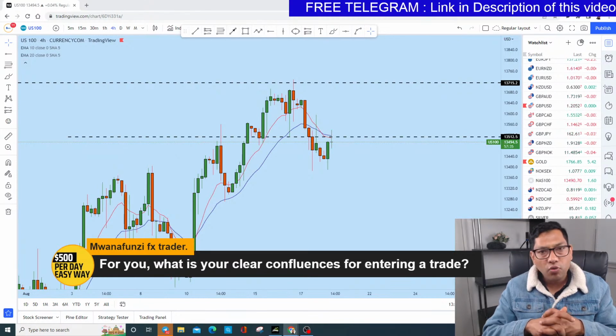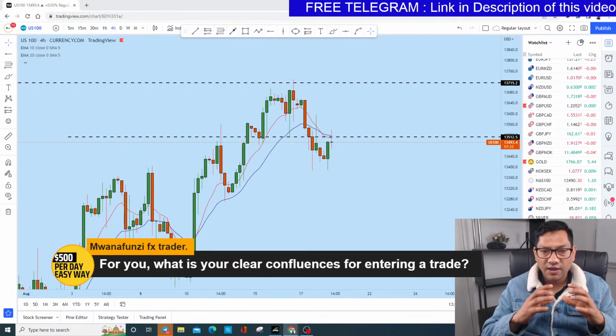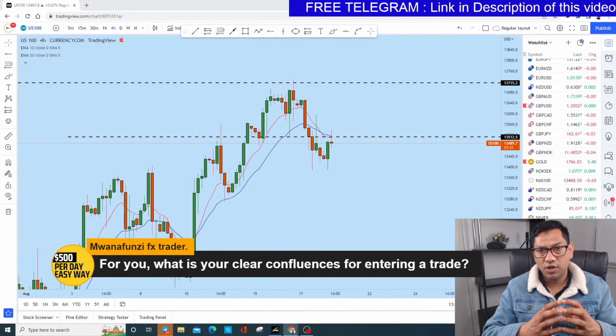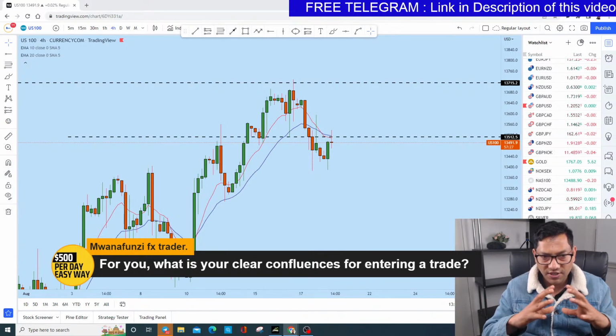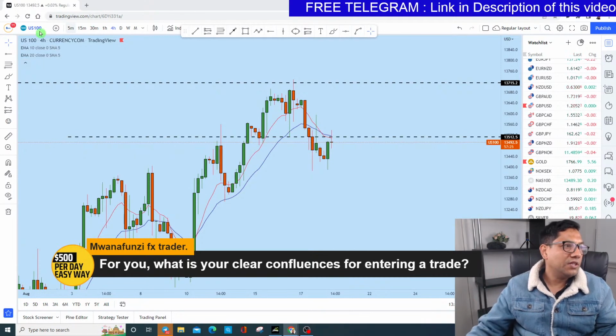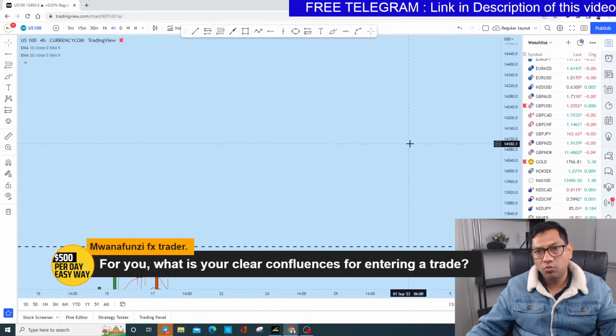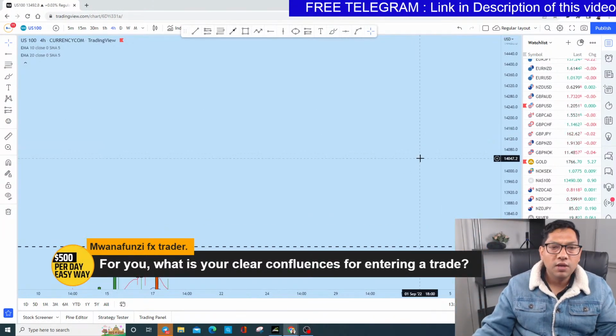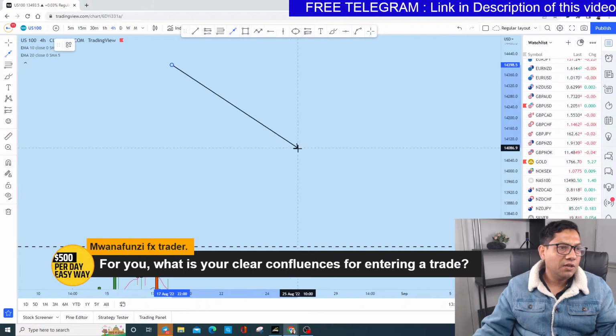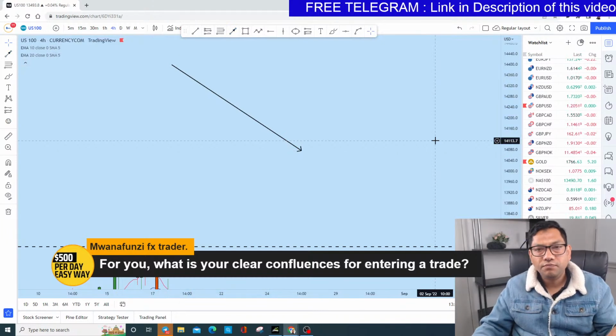Now, for confluences, every strategy has rules. Those rules bring the confluences. But in general, if I generalize, very simple. Most traders will not be able to tell you; they will tell either a bunch of confluences or they'll not be able to clarify. To me, it's simple. The first thing is trend.